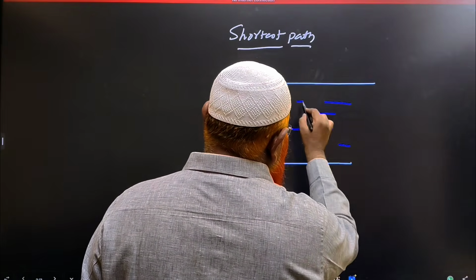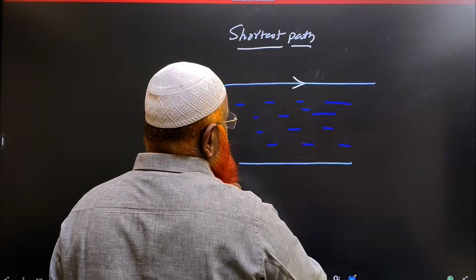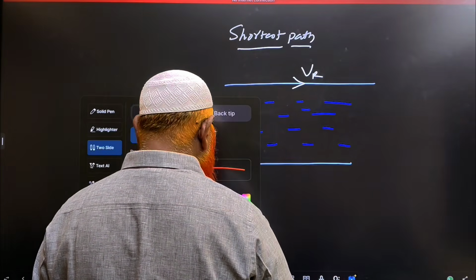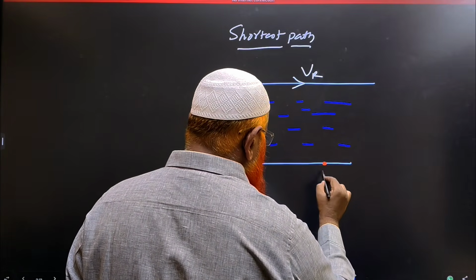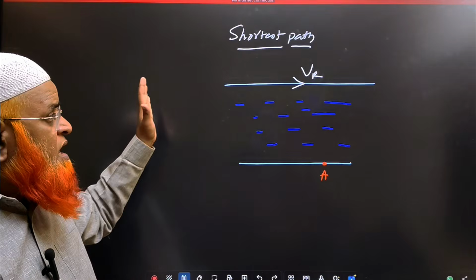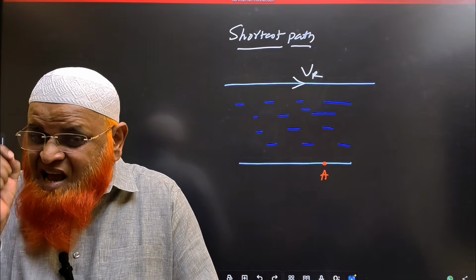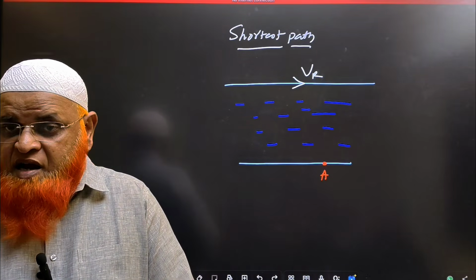It is moving like this. Water is moving, and this is going to be the velocity of the river, and your position is here. Where are you now? You are here now at point A. This is a river. A river is flowing, and your aim is to reach exactly the opposite bank of the river.